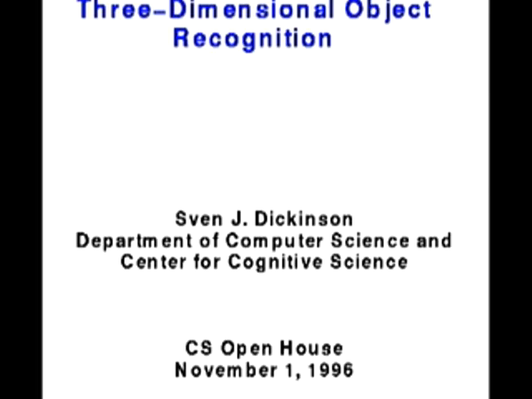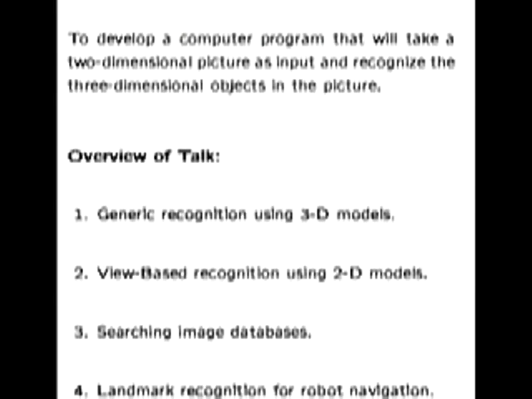Well, one of the simple goals of object recognition is to write a computer program that will take as input a two-dimensional image or picture and identify or recognize the three-dimensional objects in the scene. Here in the computer science department at Rutgers, we're involved in numerous projects in object recognition, and in the next 15 minutes I thought I'd give you a sample of 3 or 4 of these problems.